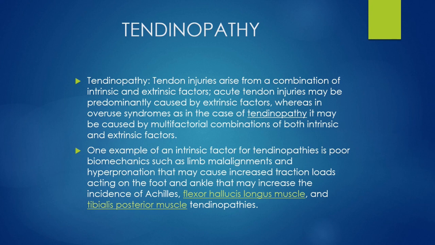So one example of an intrinsic factor for tendinopathies would be poor biomechanics. For example, someone that has a limb length discrepancy or a limb malalignment with perhaps hyperpronation of one foot. This is a poor biomechanical situation that may cause increased traction loads acting on the foot and ankle, that may increase the incidence of Achilles, flexor hallucis longus, and tibialis posterior tendinopathies. And we'll talk about the most common intrinsic factors as we go along with the program.